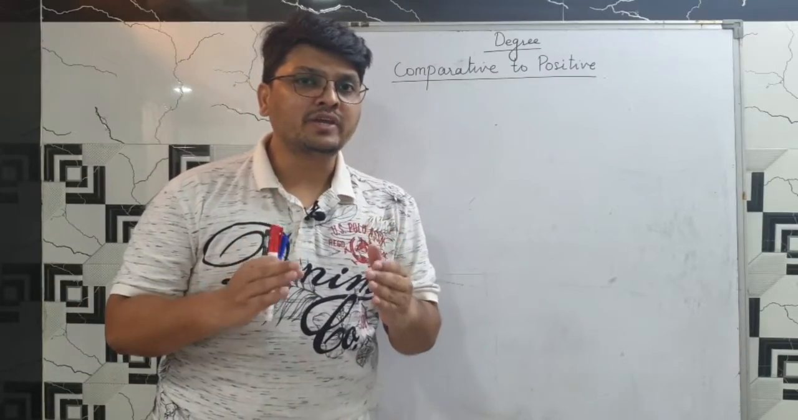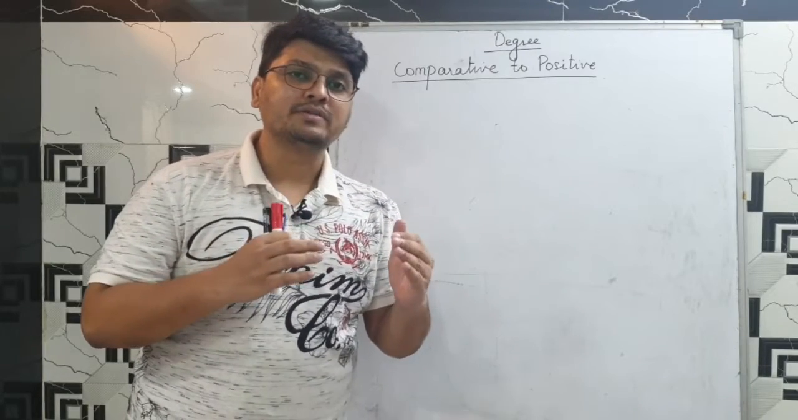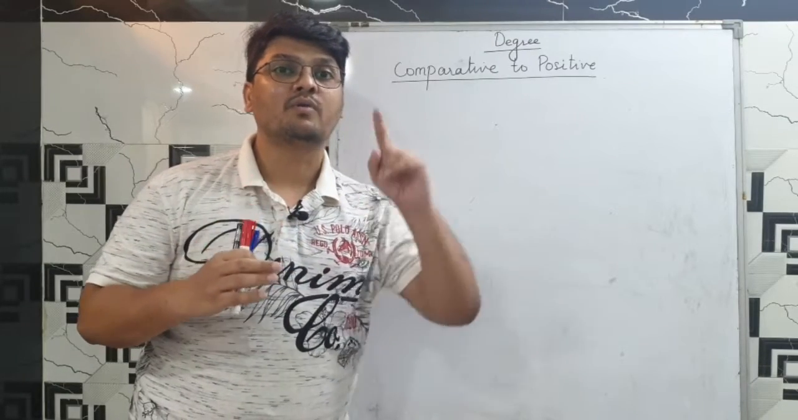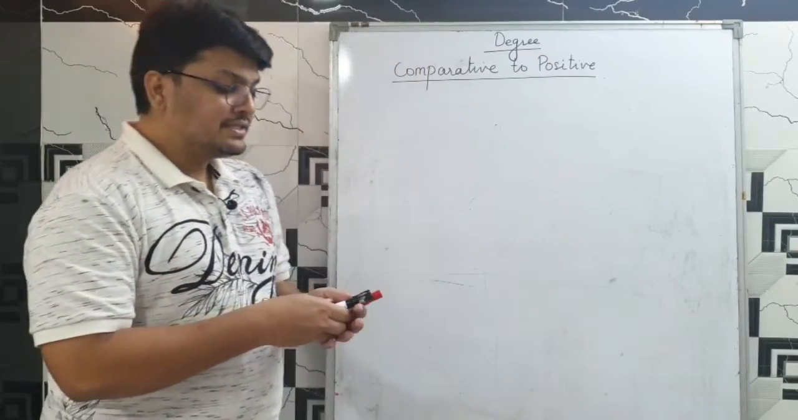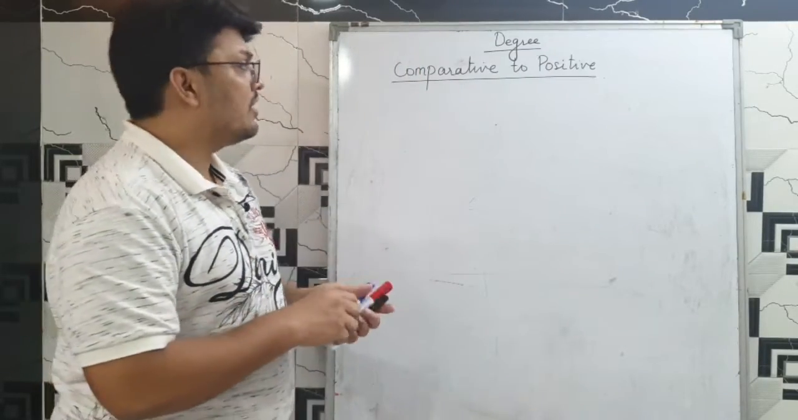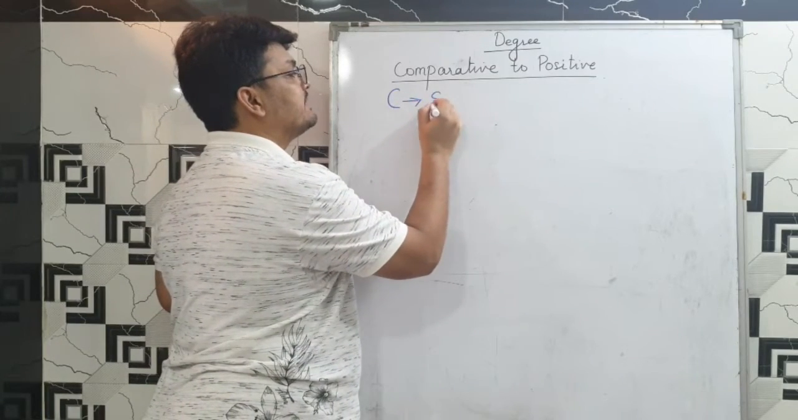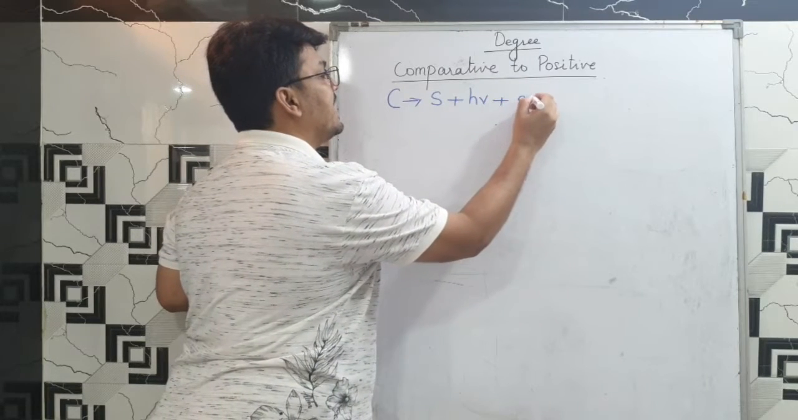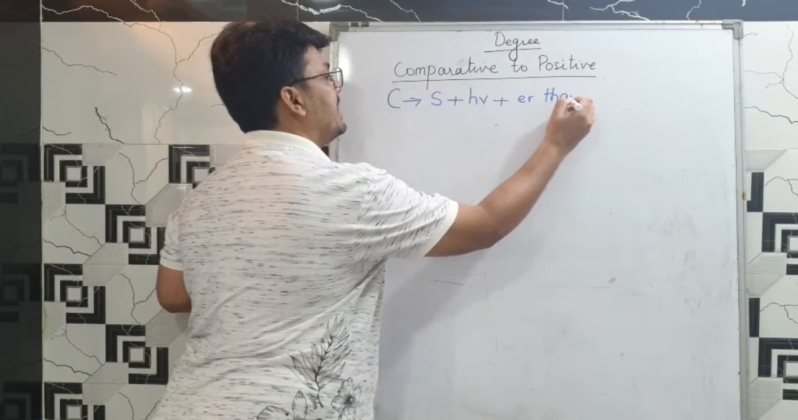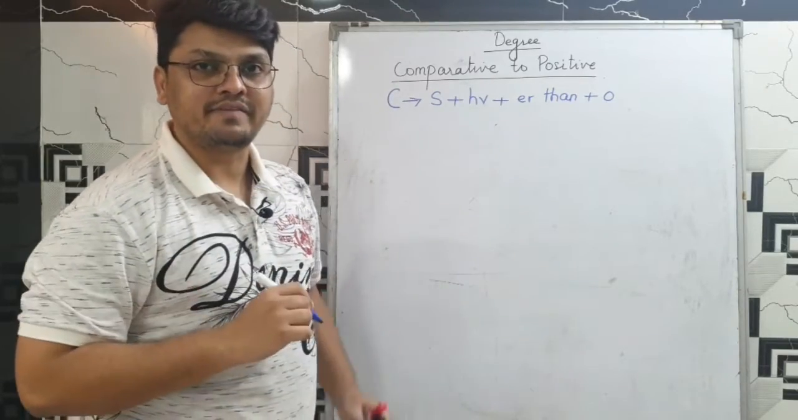Students, actually this is very easy. This comparative to positive is the vice versa of what we have studied in the last video. So let's write the structure of comparative degree. It begins with subject plus helping verb plus er then plus object. So this is the structure of comparative degree.